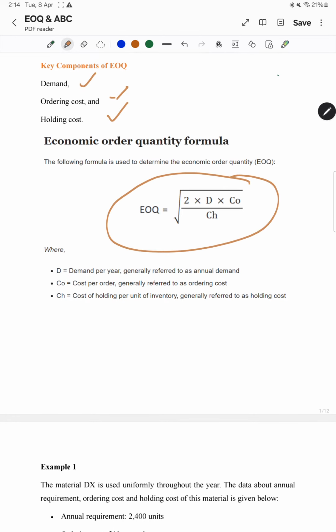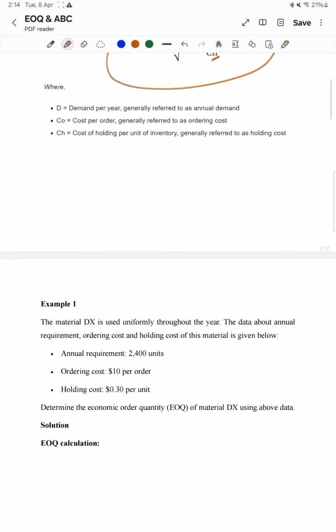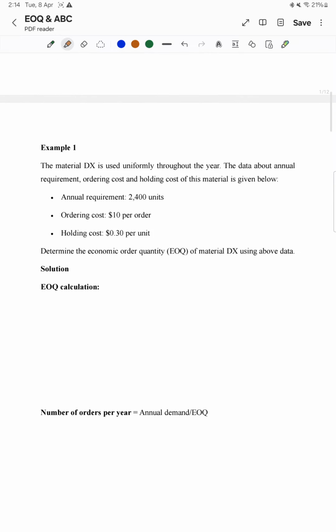As per our classroom discussion, economic order quantity is calculated by square root of 2 into D into CO divided by CH, where D represents the total demand or the total raw material required for a financial year, CO means ordering cost, CH means holding cost. If we know the values of these three variables, we can find out economic order quantity. Now let's work out an example to calculate economic order quantity.